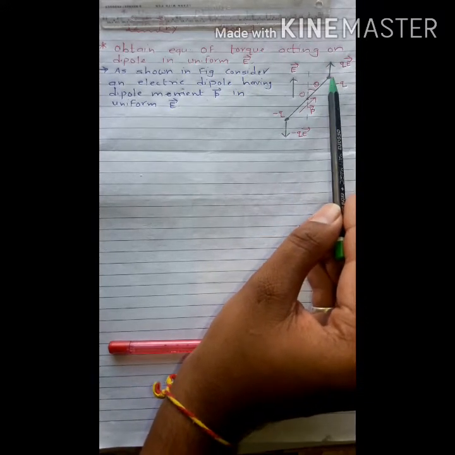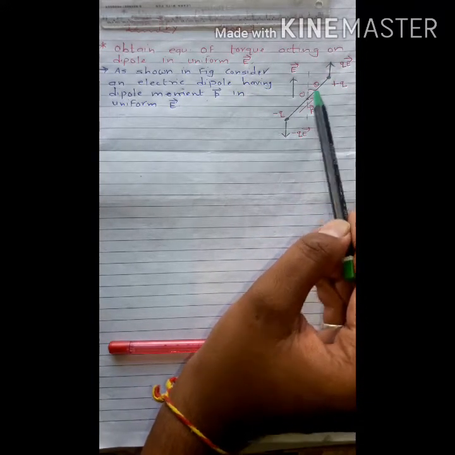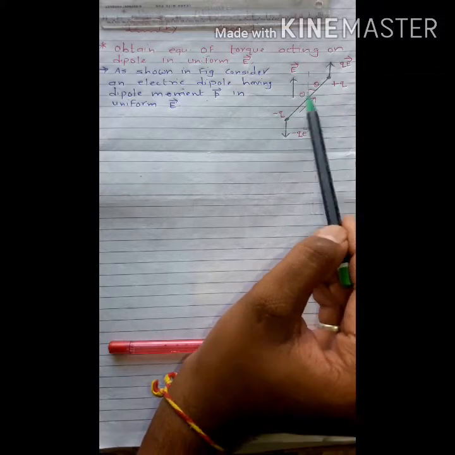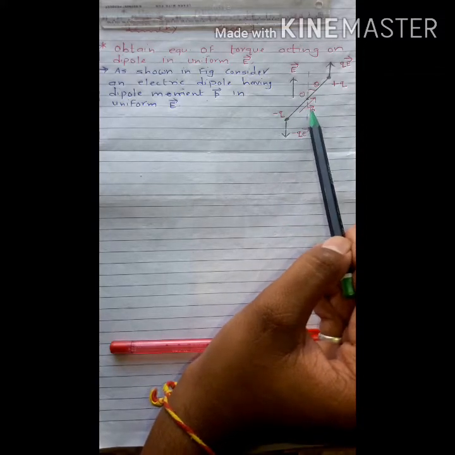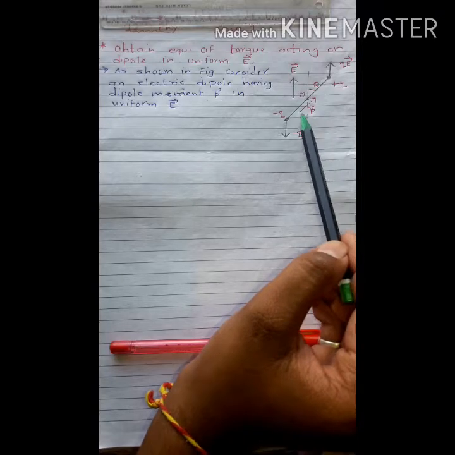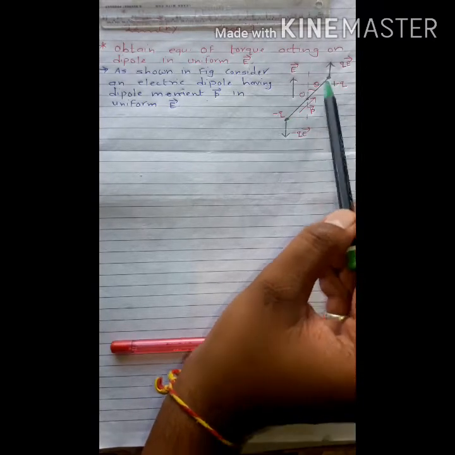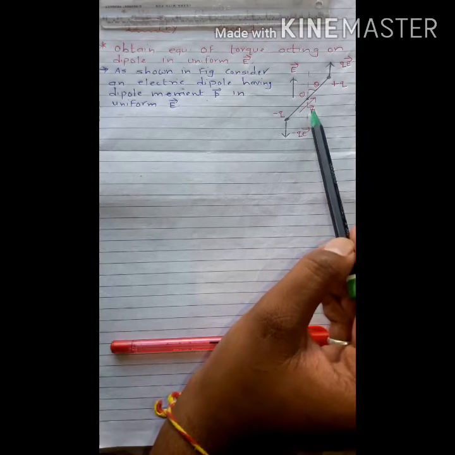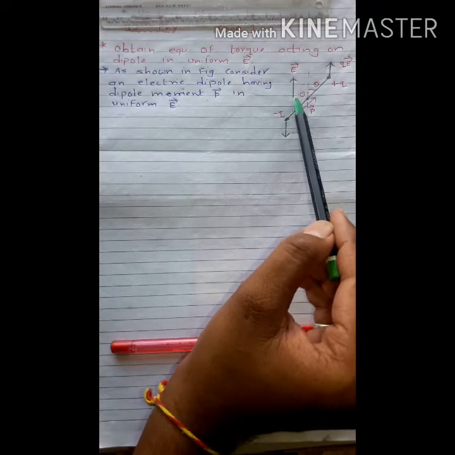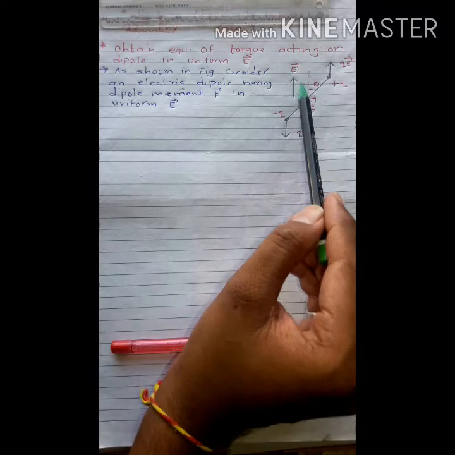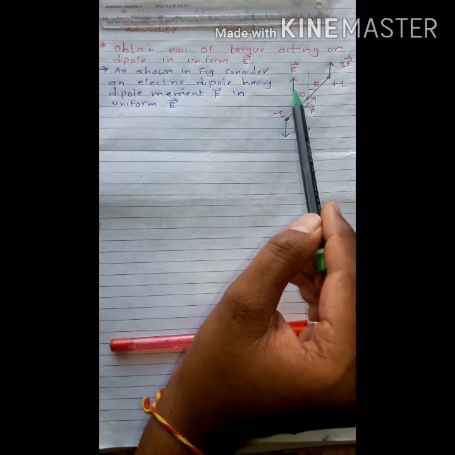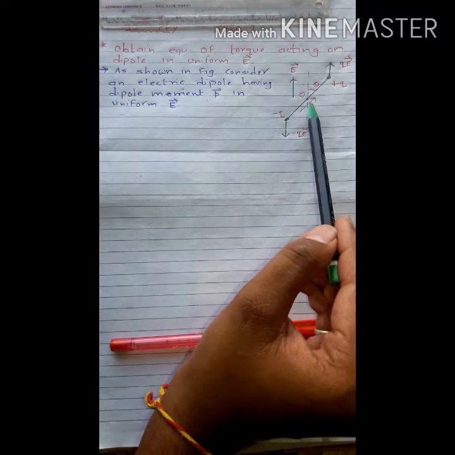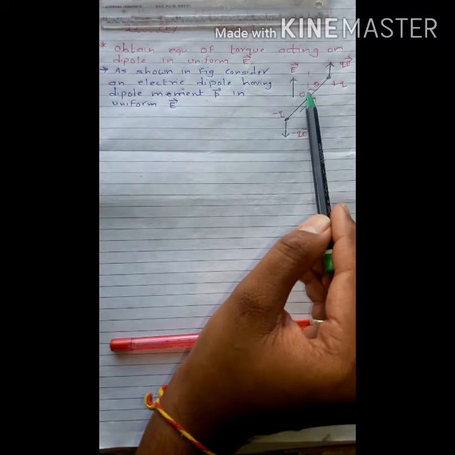First of all, we consider a dipole. This is the positive charge of the dipole and this is the negative charge of the dipole. Remember this point, the direction of dipole moment is from negative charge to positive charge. So this line represents the direction of dipole moment. Here uniform electric field vector E is prevailing in upward direction. The angle between vector E and vector P is suppose theta.